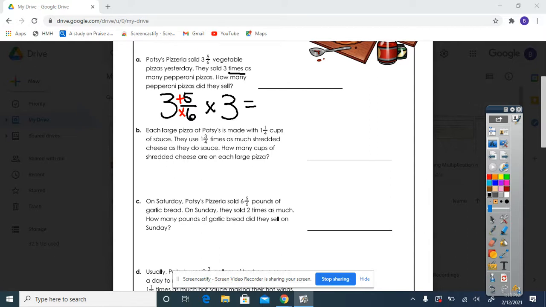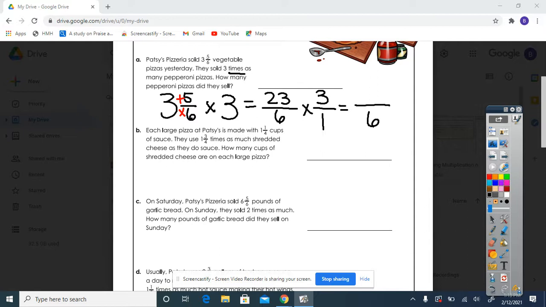18 plus 5 is 23, and you keep that same denominator, which was 6. Times, I have a whole number, so we put a 1 under each of the whole numbers. Then you're back to multiplying. Top times top, bottom times bottom. 6 times 1 is 6.